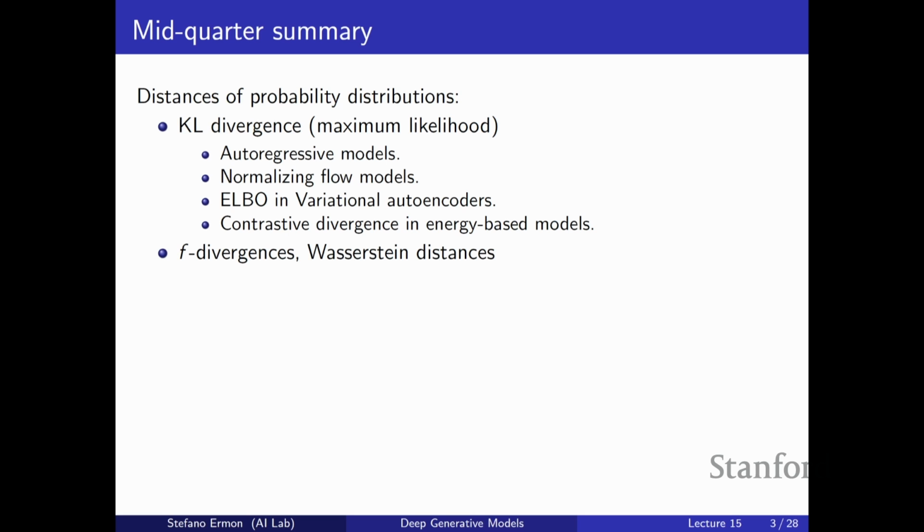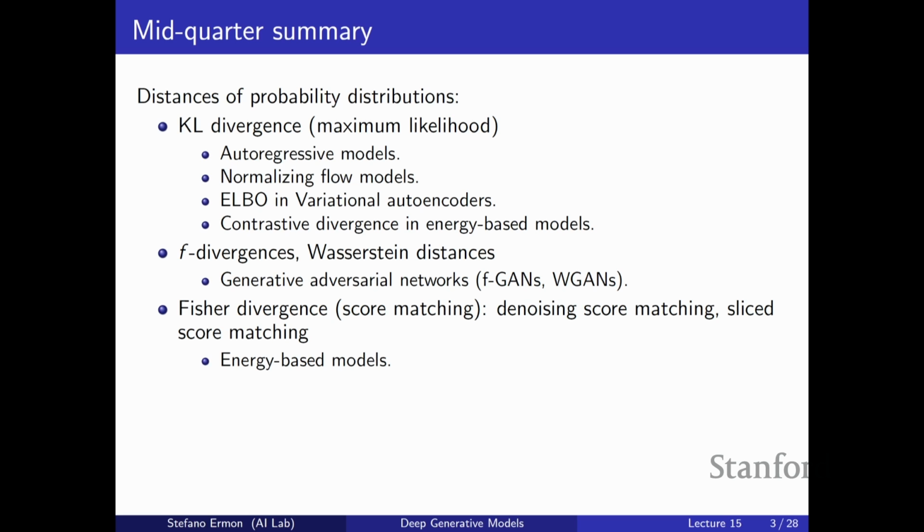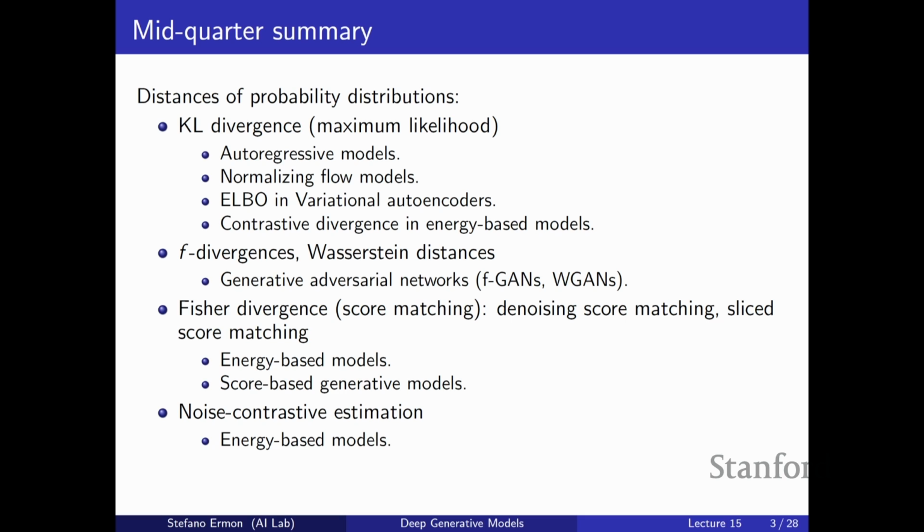We've seen f-divergences and two-sample tests, which are very natural in the context of generative adversarial networks. If the only thing you have access to are samples from the distributions, then this is a reasonable way of training a generative model. And then we've seen Fisher divergence, which is essentially the same as score matching. It makes a lot of sense whenever you have access to scores or whenever you're working with energy-based models, because it allows you to bypass the normalizing constant. And we've seen noise contrastive estimation, which works for energy-based models.